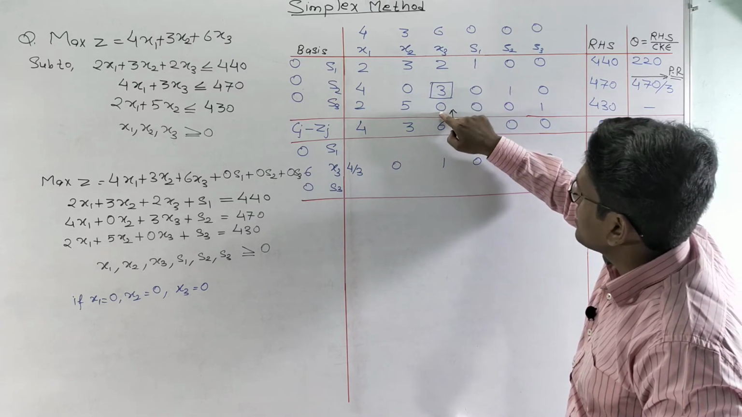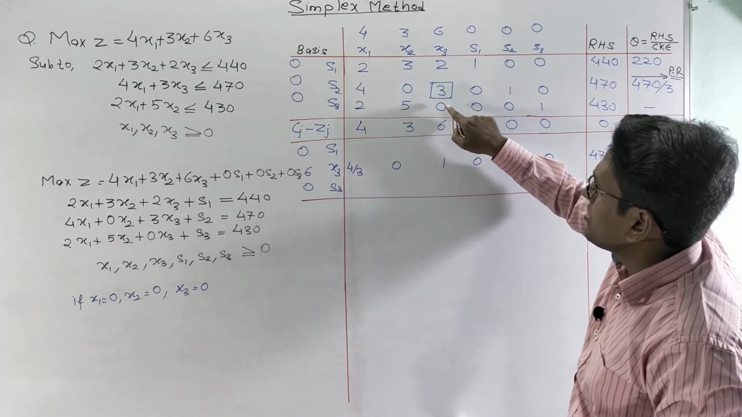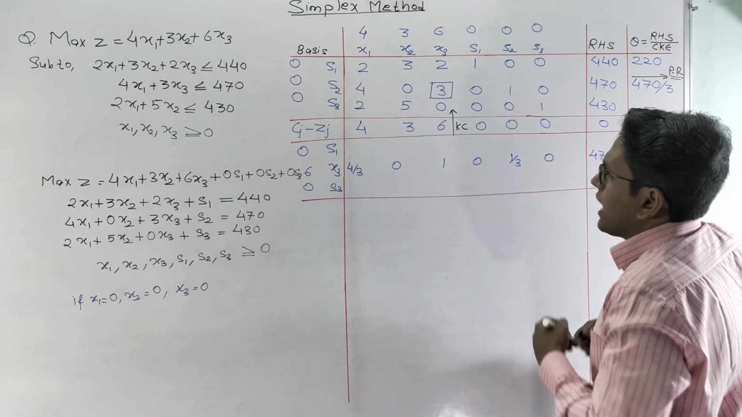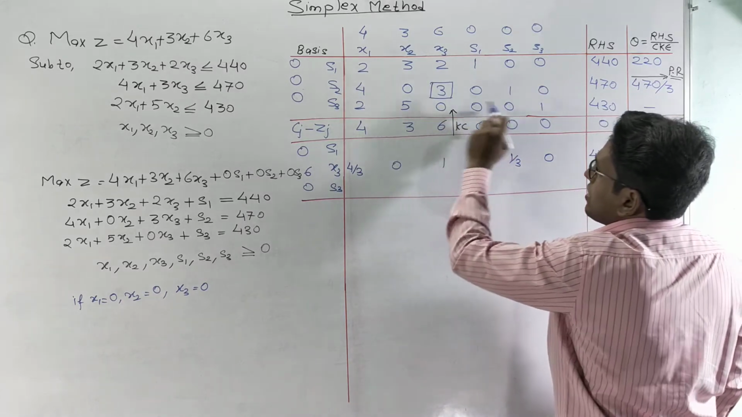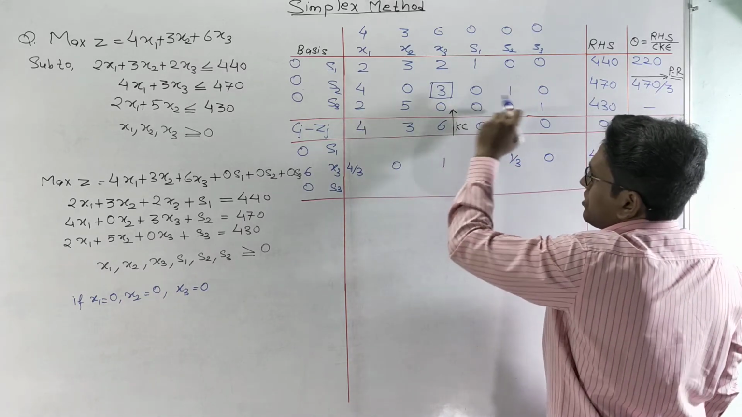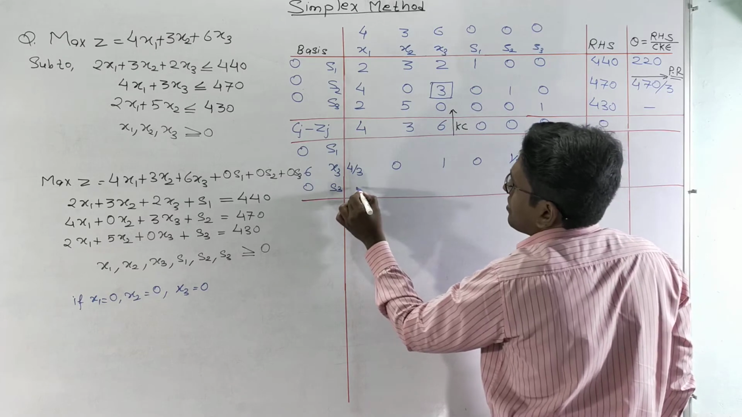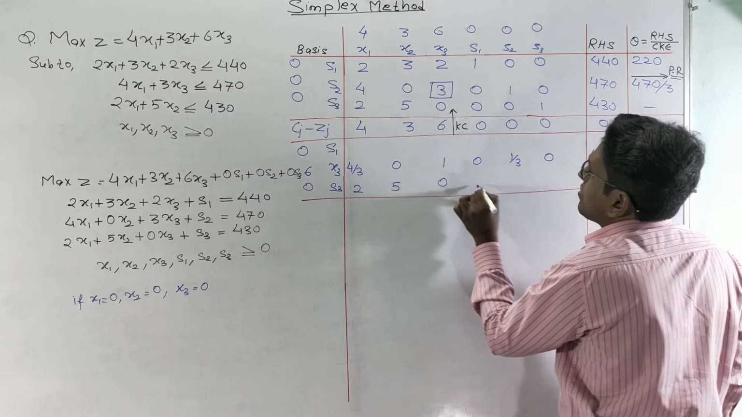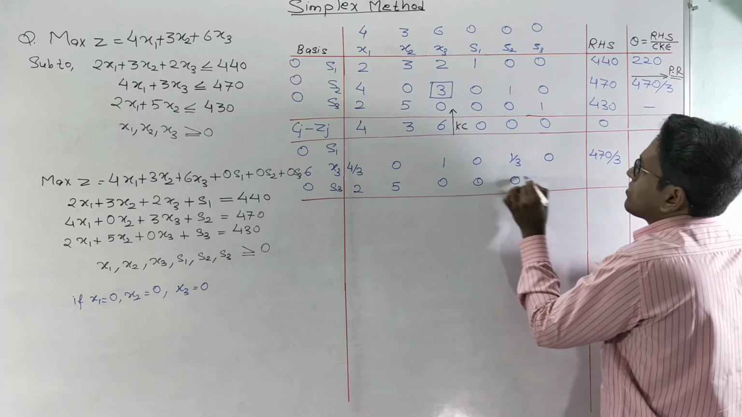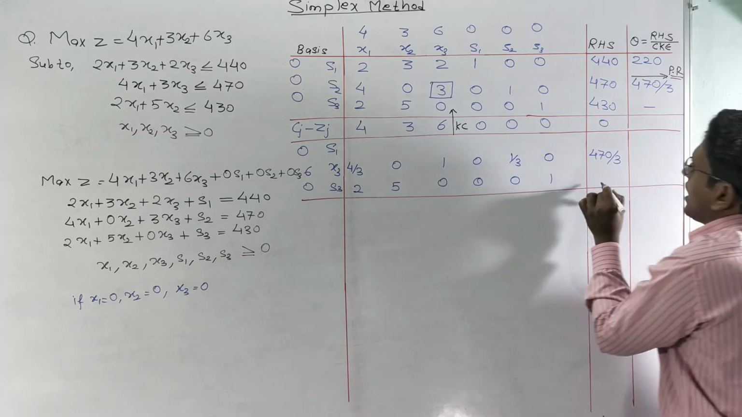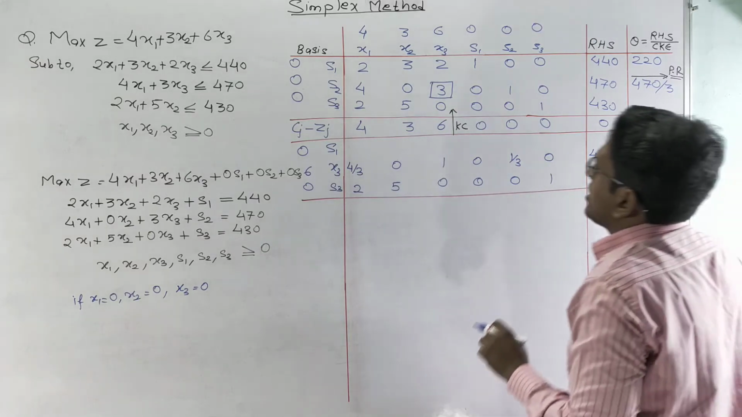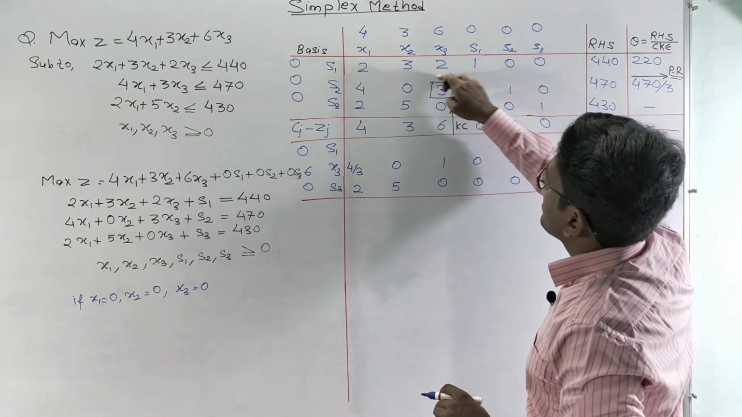Now I need to make the remaining values 0. So I can see that this value is already 0, so I do not need to do any row operations on this, and I'll write this third line or third equation in the matrix as it is. This will be 2, 5, 0, 0, 0, 1 and 430.